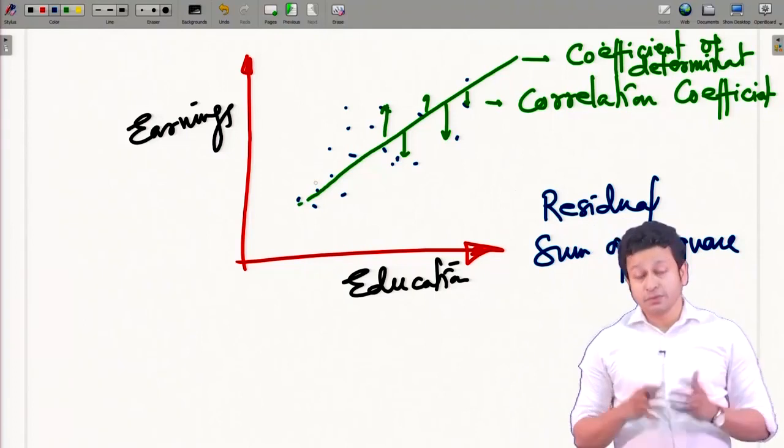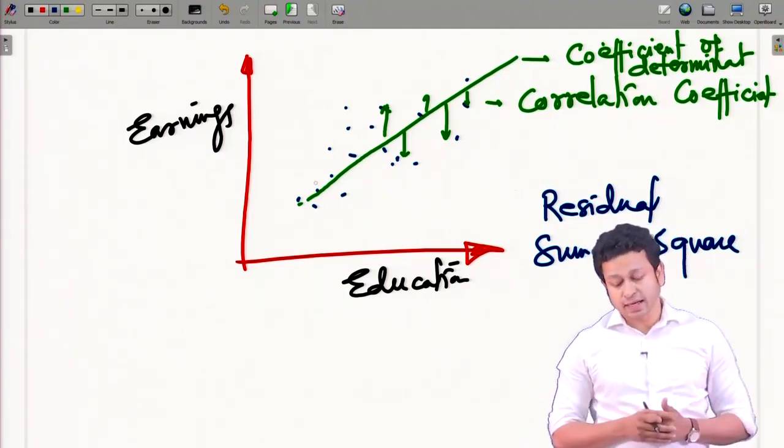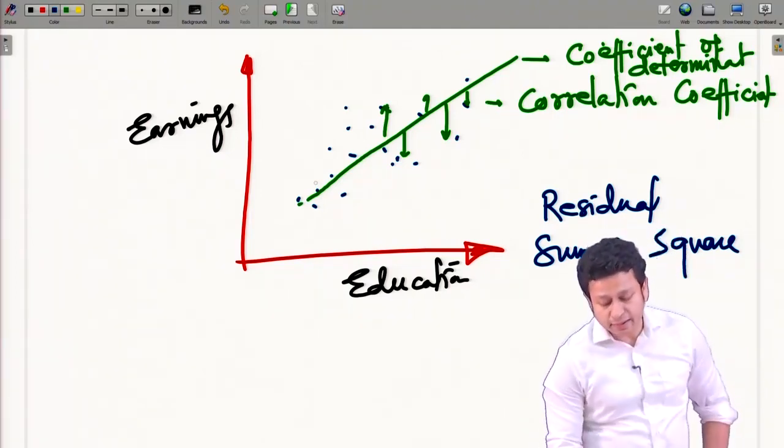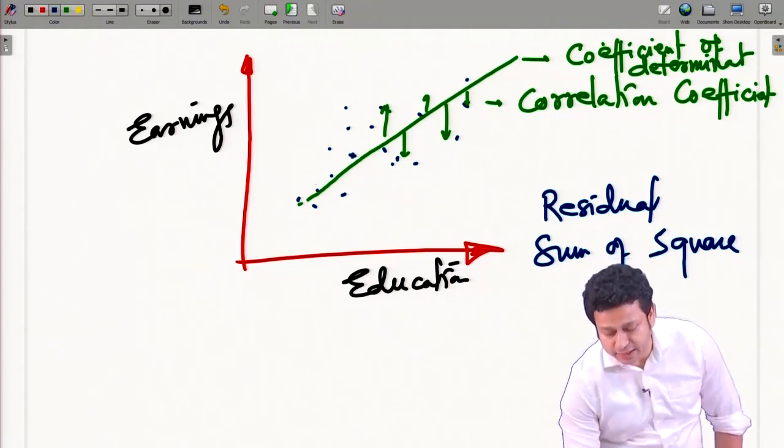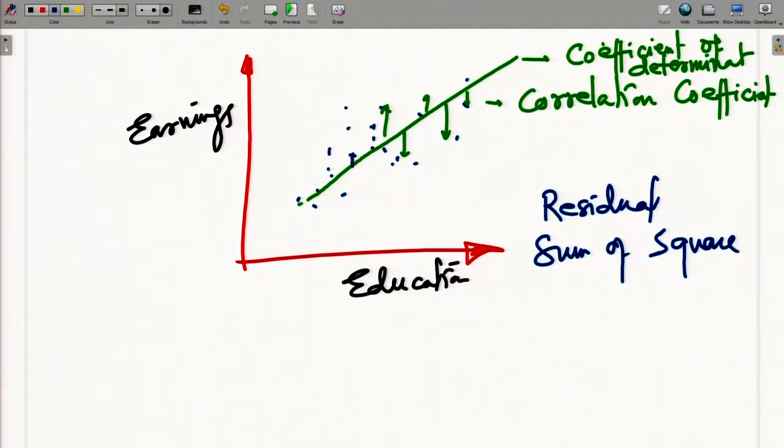We want to determine the line objectively, and that is why we try to draw a line for which the errors from all the points, the distance between all the points and the line, is actually minimum. And to do that, we calculate this residual sum of squares.